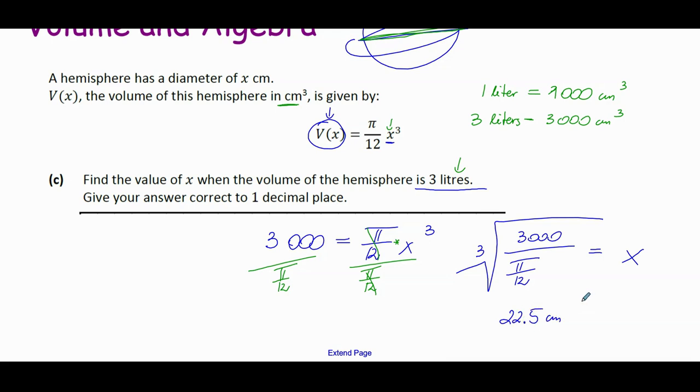So 22.5 centimeters, that kind of makes sense. It's big enough to hold 3 liters of water or any kind of liquid. But like I'm saying, if we didn't change that 3 liters to 3000, we'd get a very small diameter. Not always is it possible, but when it is possible, always check your answer in the context of the question. Does it make sense? And that's how you will be able to catch a very simple mistake like this one.